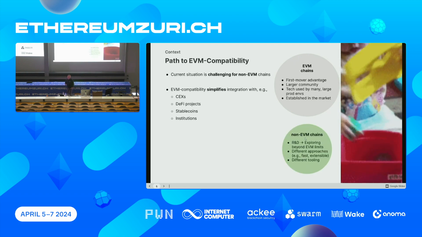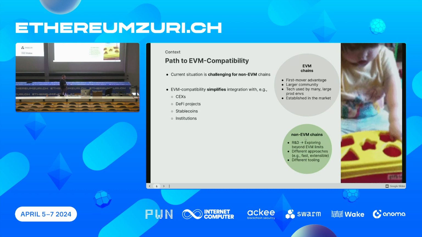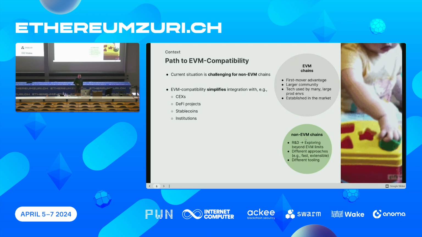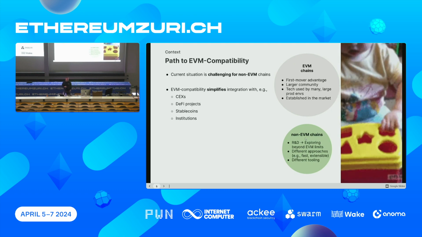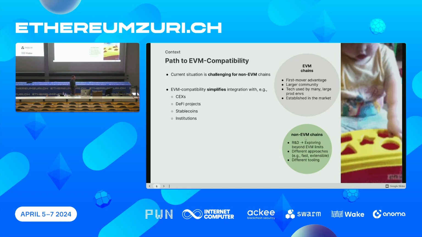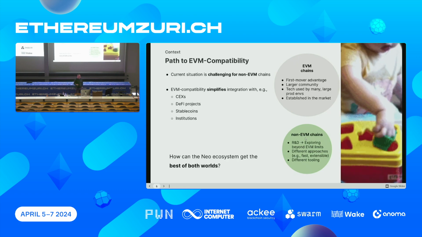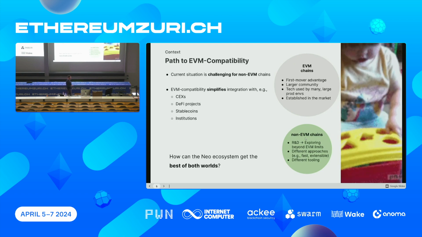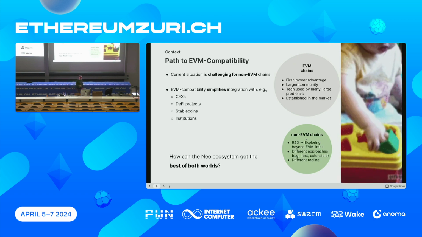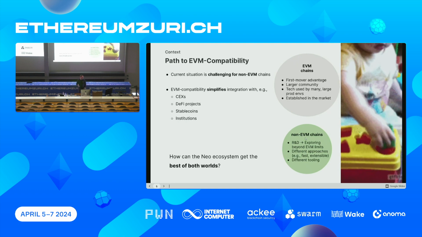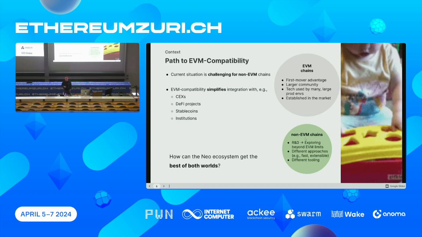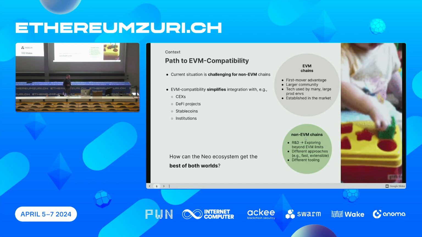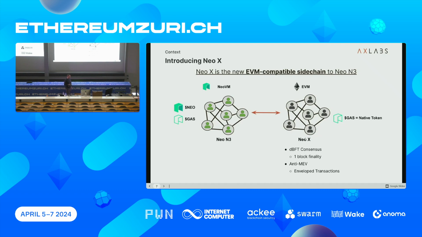On the other side, non-EVM chains have some R&D possibilities that EVM doesn't have. EVM is a bit slower, whereas non-EVM chains can have a faster pace, right? So the Neo ecosystem wants to have both in its world: EVM compatibility to connect to everyone that's already in the game, and still keep the feature-rich NeoVM that it already has. So introducing NeoX, which will be the new EVM-compatible sidechain in the Neo ecosystem.